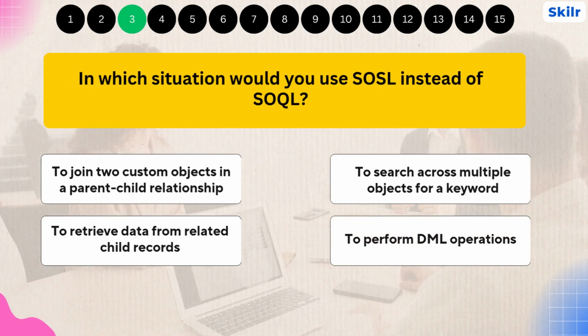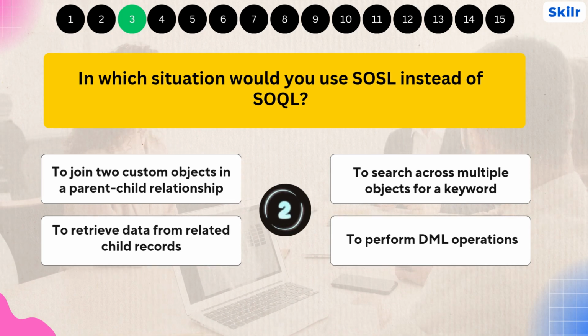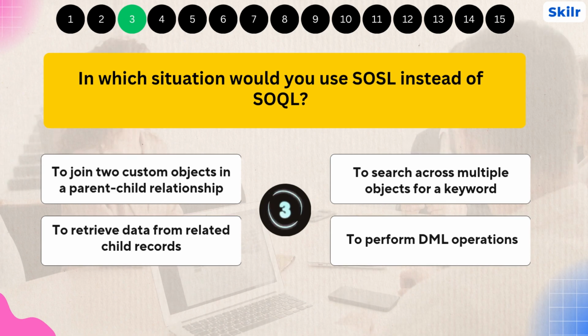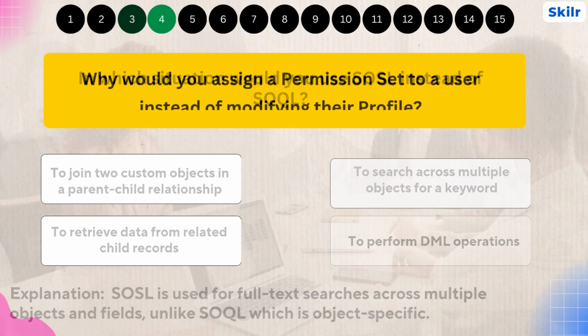Question 3. In which situation would you use SOSL instead of SOQL? The correct answer is to search across multiple objects for a keyword. SOSL is used for full-text searches across multiple objects and fields, unlike SOQL, which is object-specific.